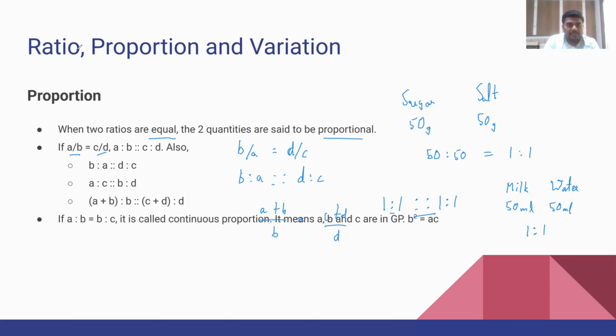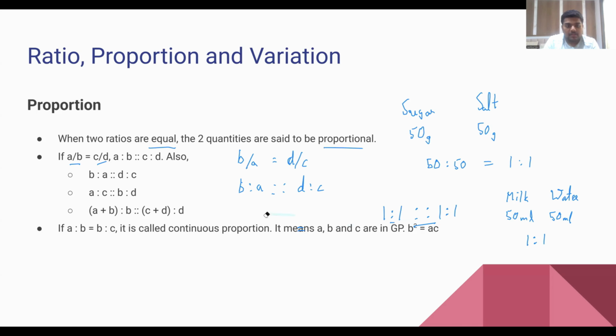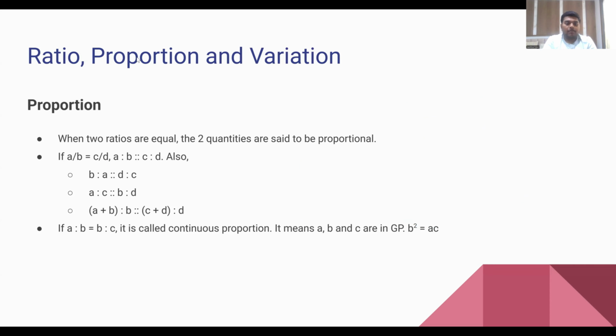Okay. And the last thing, if A, B, and C are three numbers wherein we can write A is to B as B is to C, which means A by B is equal to B by C. It is called continuous proportion and it means A, B, and C are in GP. And from GP, we know that the square of the middle term is equal to the multiplication of first and third terms. Okay. So that is pretty much it from the topic of proportions.